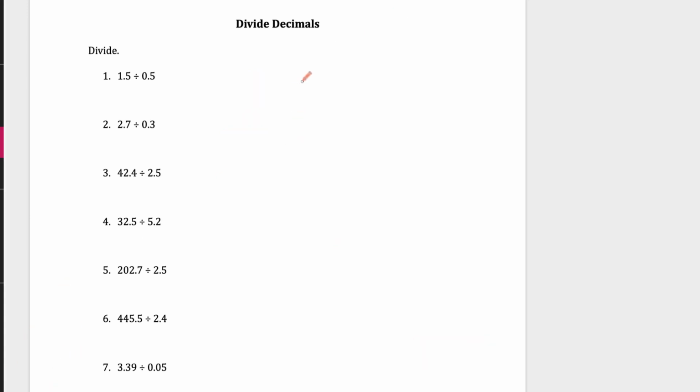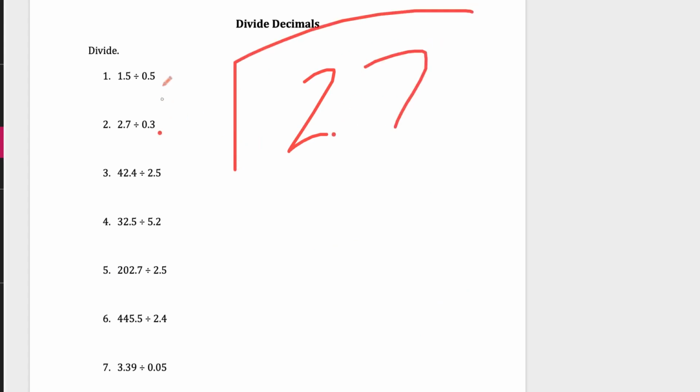And for number 2, you have 2.7 divided by 0.3. But remember, this becomes 3 and this becomes 27. And 3 times 9 is 27, but you've got to keep the decimal point here. So number 2 will be 0.9.